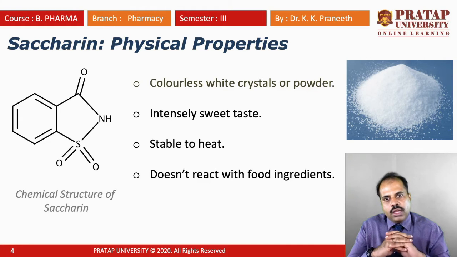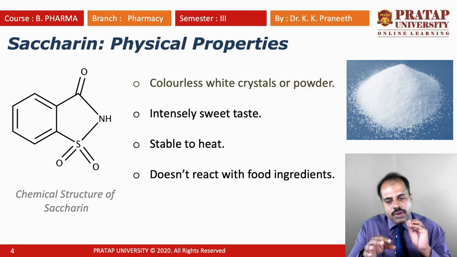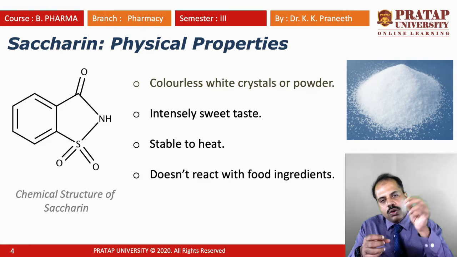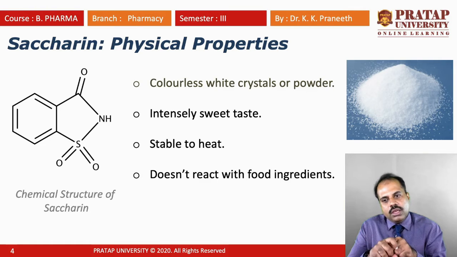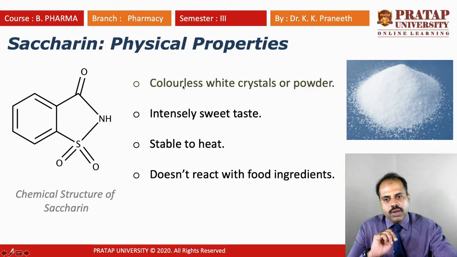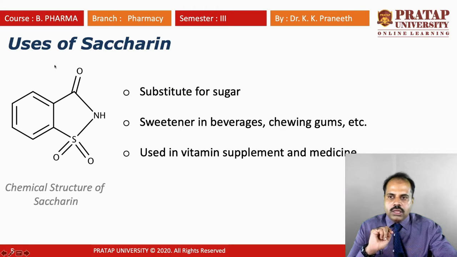For example, if you add saccharine into Coca-Cola or coffee, this saccharine will not interact with caffeine, right? Caffeine is an ingredient present in coffee. It will not interact with cocoa or caffeine. It's an important property of saccharine, so we can use it in beverages and other food products to make them sweet. Again, the use of saccharine is as a substitute for sugar, right?